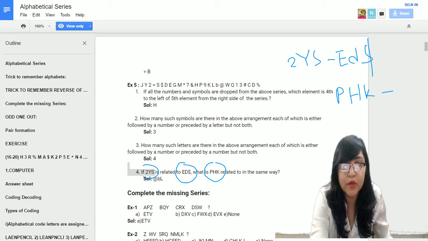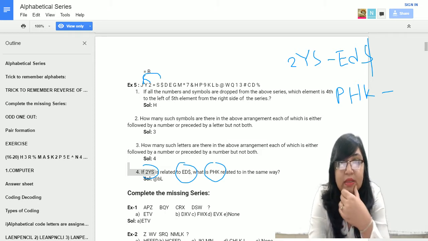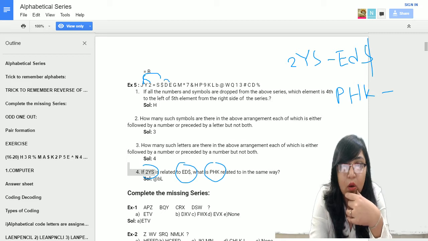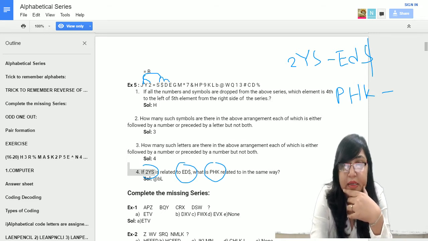Okay, so here what you see is 2y. Okay, so one preceding one. So one behind and then ys, 1 2 3, in the front. So what is that? It is ED dollar. Okay, ED dollar. So in the same way PHK will be at the rate BL.